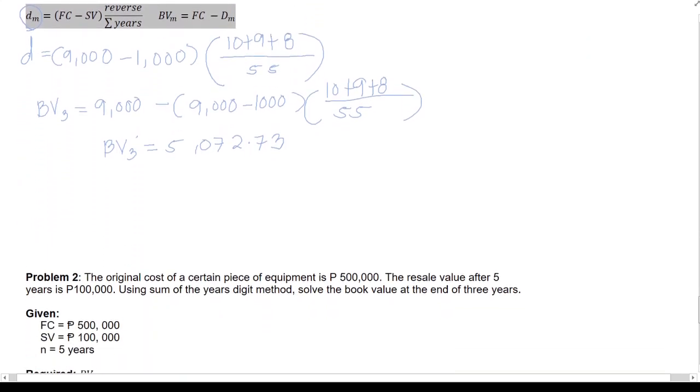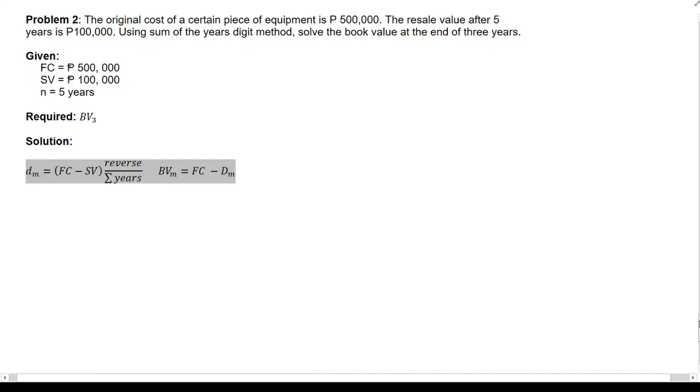Okay, moving on, for our last example, the original cost of a certain piece of equipment is 500,000. That is the first cost. The resale value, or the trade-in value, or the salvage value is equal to 100,000, and the useful life is 5 years. Using the sum of the years digit method, solve the book value at the end of 3 years. So using this formula, let us go directly.